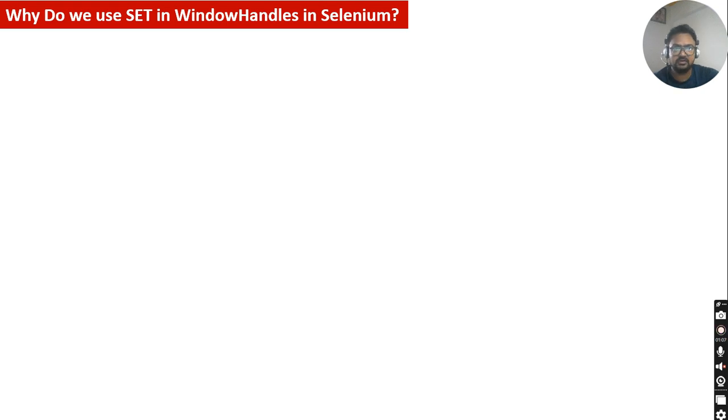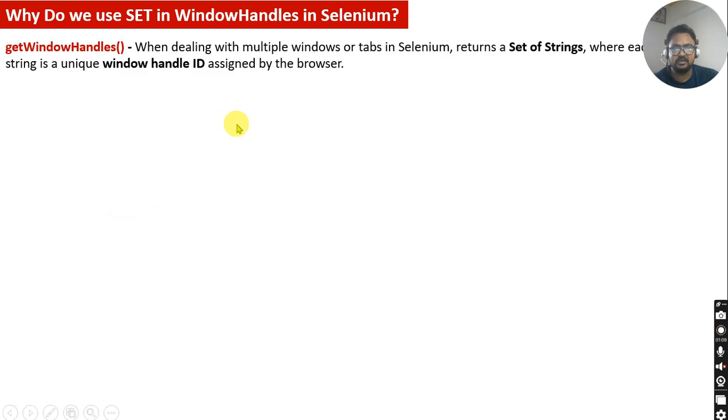To answer this, let's first understand what window handles are. The command is driver.getWindowHandles, and it is used when we are dealing with multiple windows and tabs. It returns a set of strings, where each string is a unique window handle ID, a unique ID for each specific browser window. This is the uniqueness we need to maintain, and that's why we use a set.